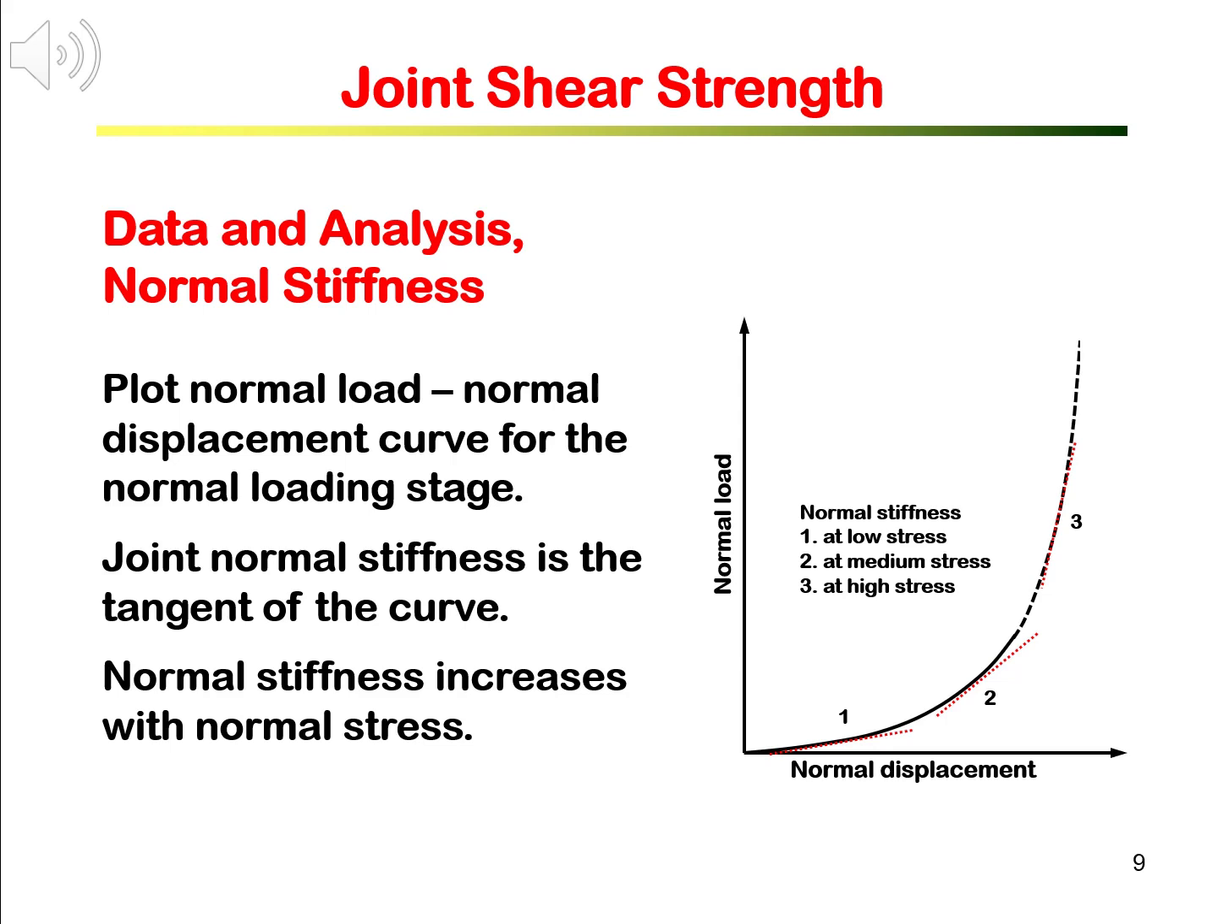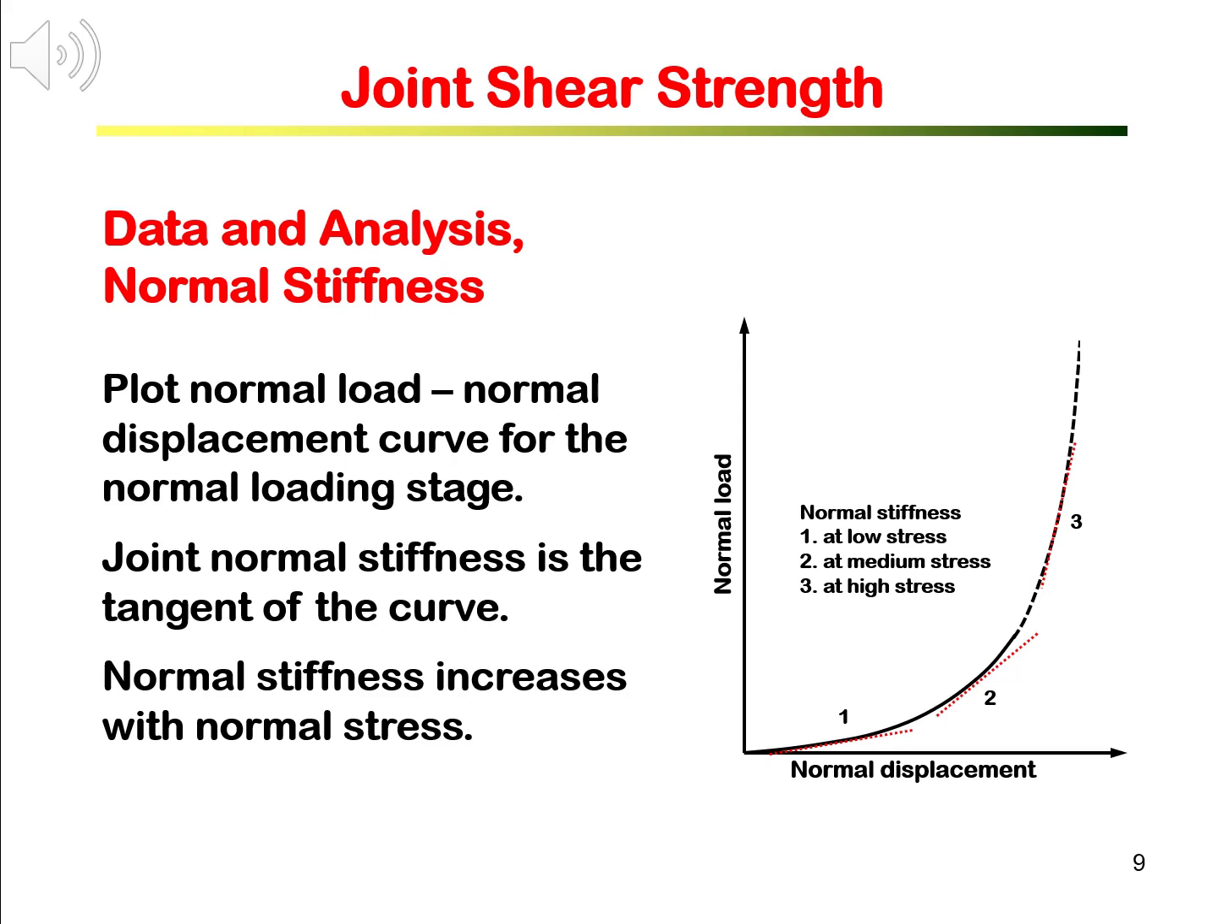Joint normal stiffness is therefore the tangent of the joint normal load and normal displacement curve. Because the normal load, normal displacement curve is a curve, the tangent is different at different locations on the curve. In fact, you obtain relatively low normal stiffness at a low normal load and a much higher stiffness at a higher normal load, as shown in the right illustration.